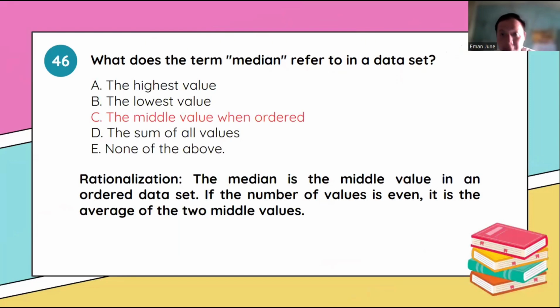So let's have the rationalization. The median is the middle value in an ordered data set. If the number of values is even, it is the average of the two middle values. So the answer for question 46 is letter C, the middle value when ordered. And now let's proceed to question 47.